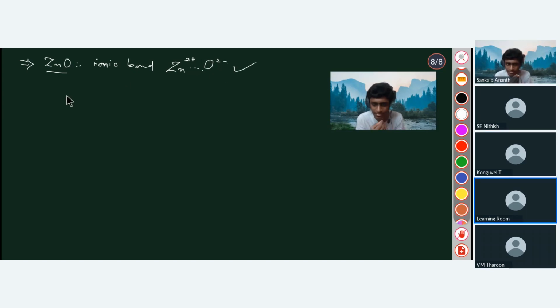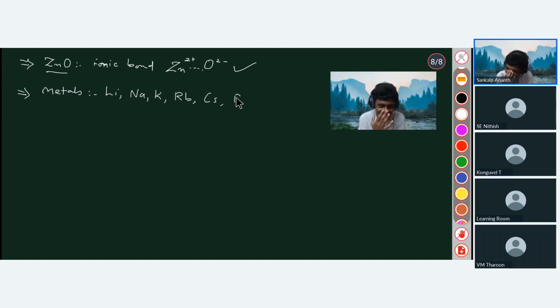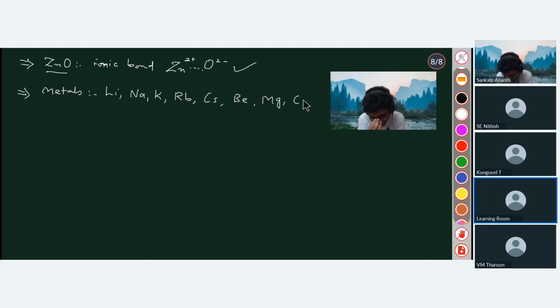Now, just remember that the bond between metals and non-metals is always an ionic bond. Can you remember which metals form the ionic bond? I will write it here. The metals can be lithium, sodium, potassium, rubidium, cesium, beryllium, magnesium, calcium, strontium, barium. All these are metals. They will all form ionic bonds. You have to remember these.